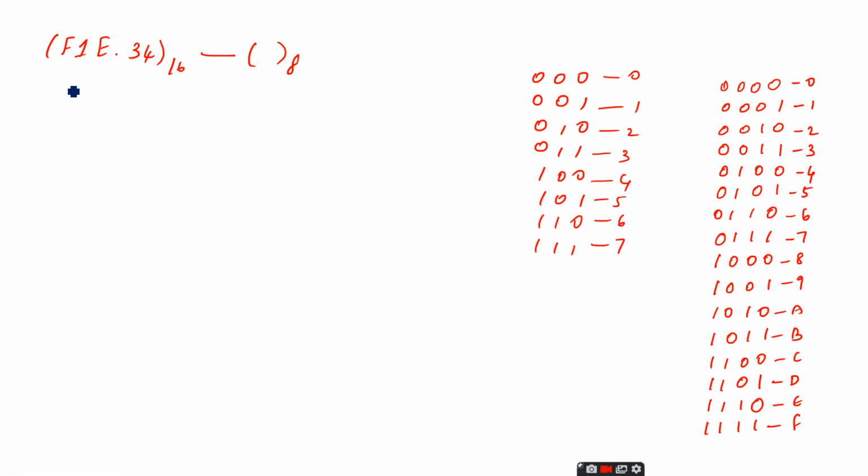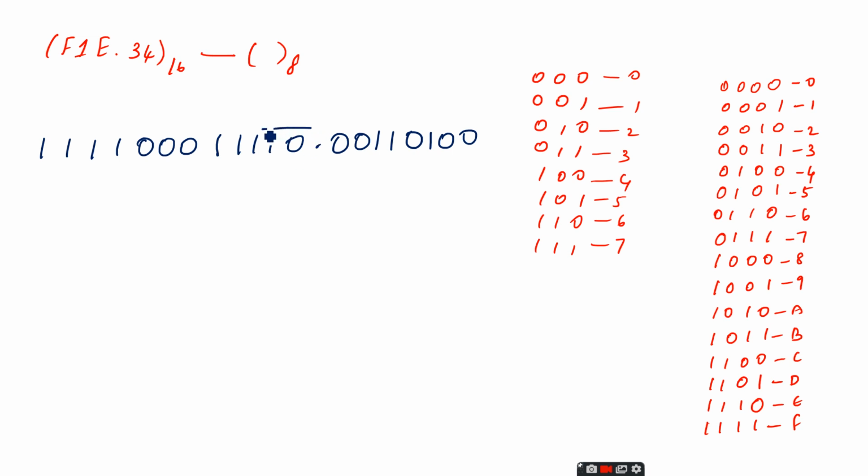Now next is F1E.34. This is the hexadecimal number. We have to convert to octal. So first we have to write the binary value of the hexadecimal number. F, that is 1111. Then 1 is 0001. E is 1110. 3, that is 0011 and 4 is 0100. After that, we have to group it in 3 bits.